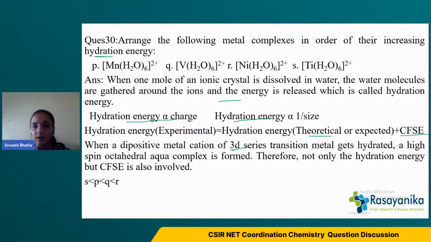A high spin. Now you can see high spin, low spin. So for that reason, not only the hydration energy but also CFSC is involved. So this is the answer. We will discuss it in the next slide.